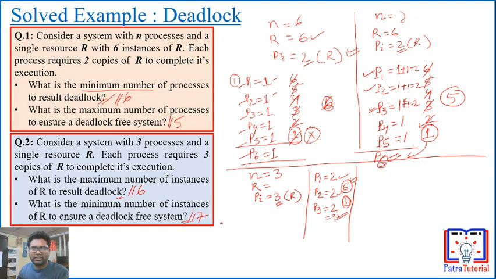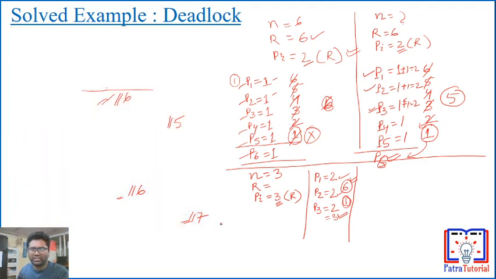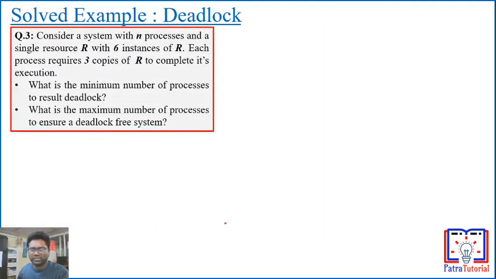What is the next problem? Let me erase everything here. So the next problem is this. Consider a system with n processes and a single resource R with 6 instances of R. Here also the number of processes is not given, so let me write n equal to not given, and R is equal to 6 instances.